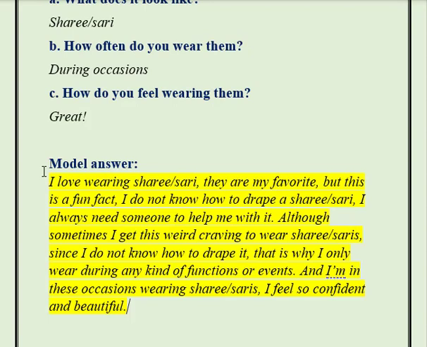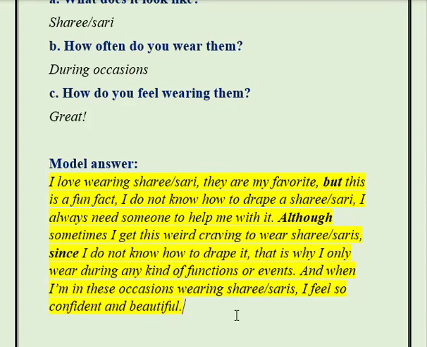And now I'll go ahead and mark the linking words for everyone. So are you all seeing the linking words that I have used? Here is but, although, and since.